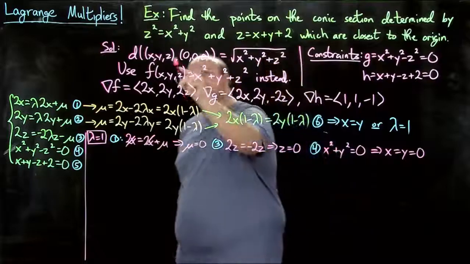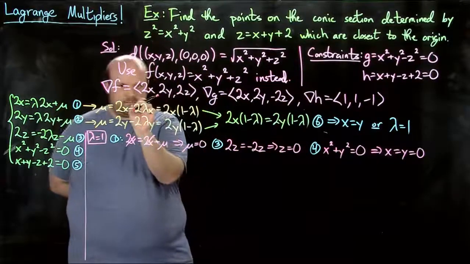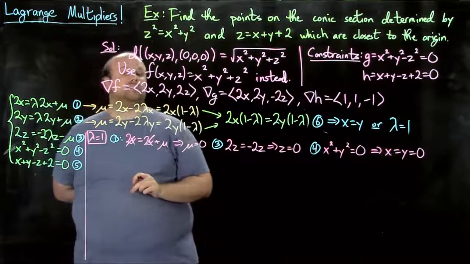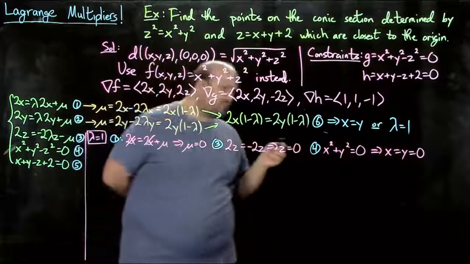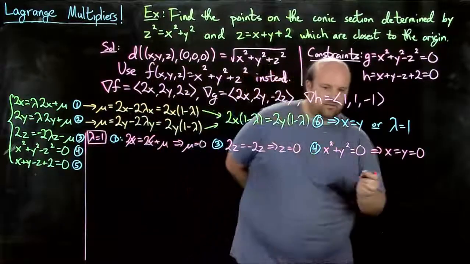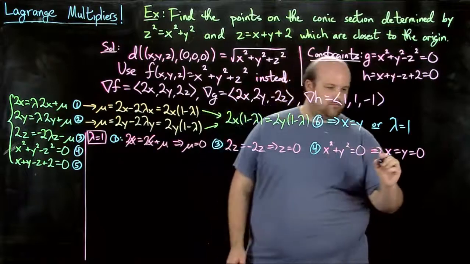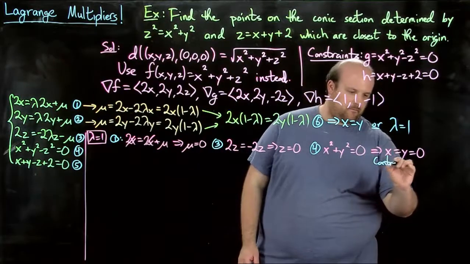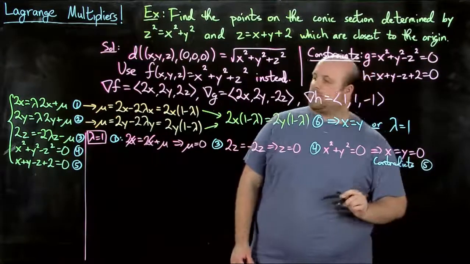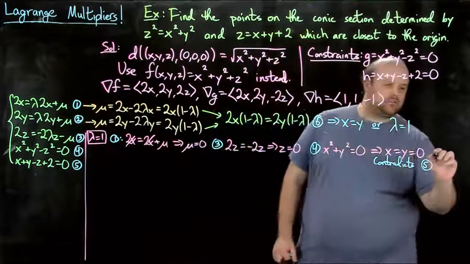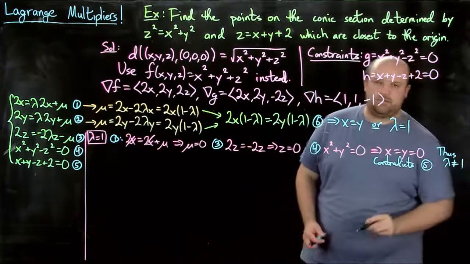Now, this is on the cone. In fact, it's that pinch point on the double cone, but it's not on this plane. So this contradicts equation 5. Thus lambda is not 1.